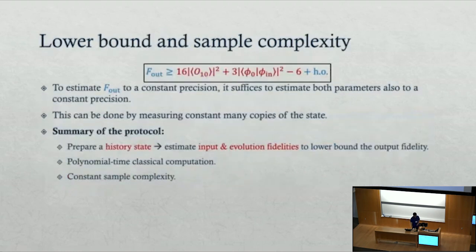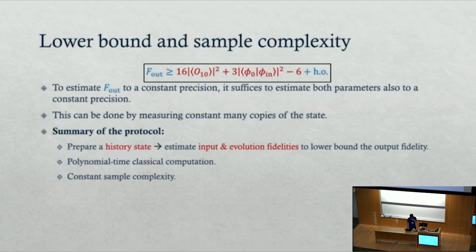So finally, we know how to measure O10. We know how to estimate the input fidelity. The other theoretical result of our work is this formula of the lower bound of f out, which is written here. So this means that if we want to estimate the value of f out to some constant precision, it suffices to just measure both parameters, the O10 squared and the input fidelity, to constant precision. And this can be done just measuring constant many copies of the state. So this justifies our constant sample complexity.